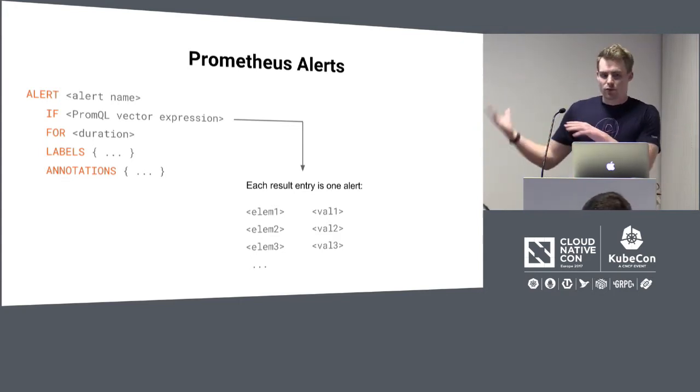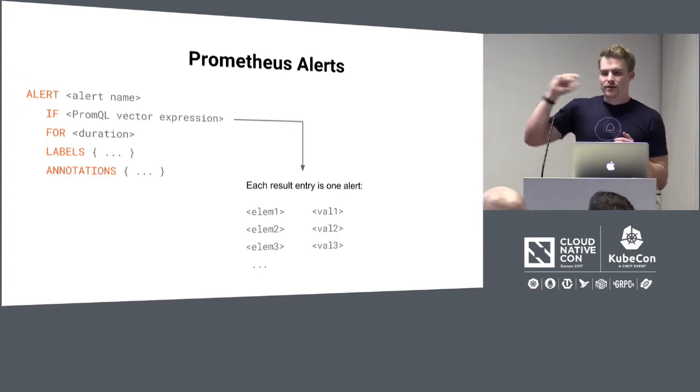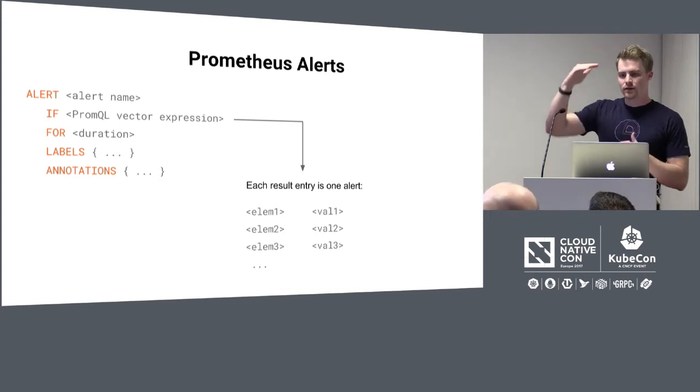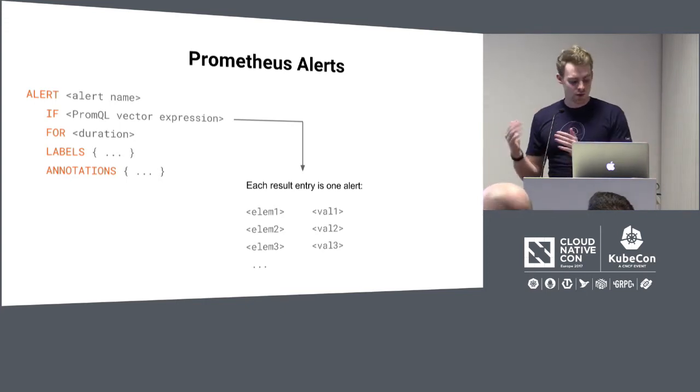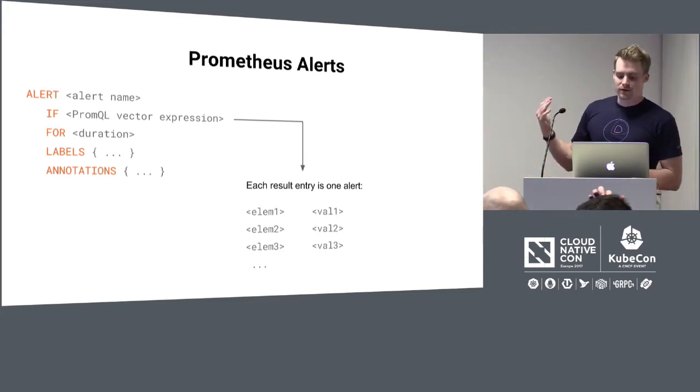And if you have seen PromQL before, in the example before, we don't get back just a single result, right? We get back a vector of label pairs associated with a value. And that's exactly what we get in our condition here. And every element in our result is one single alert.